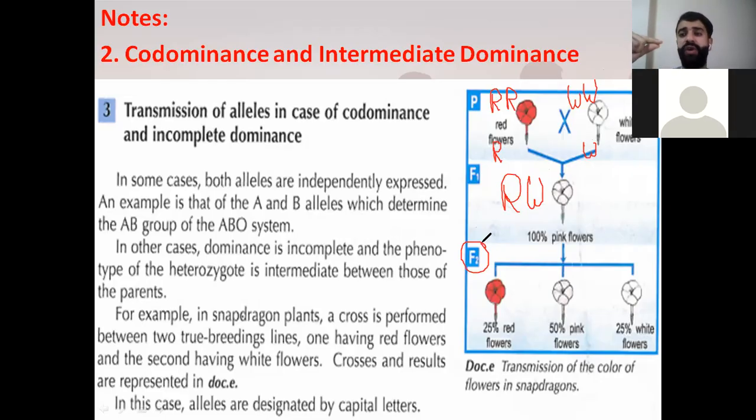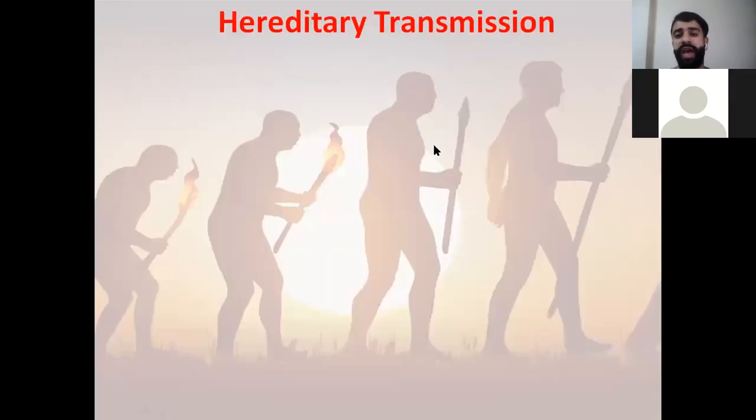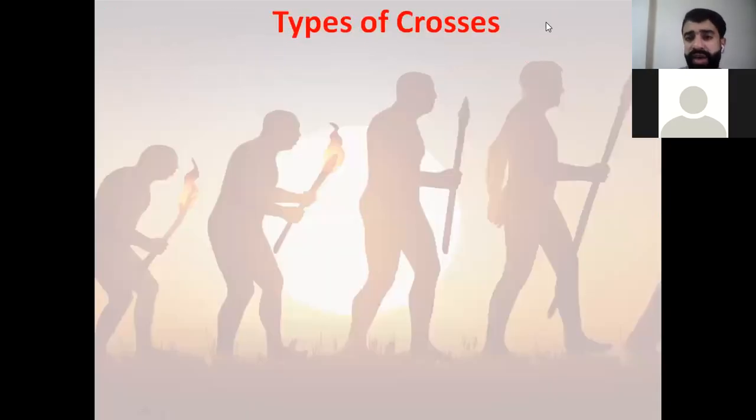After crossing F1 with F1, the self-cross, this leads to what? It leads to the appearance of three different traits. We have RR, red, we have pink, RW, and we have white, WW. So this is the case of crossing F1 with F1. We will solve a similar exercise later on. So here the types of crosses: we said we have three different types of crosses till now.